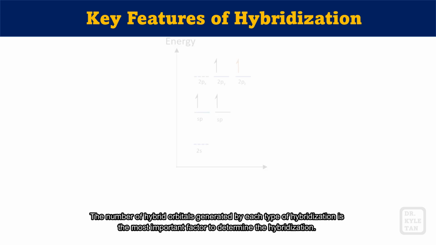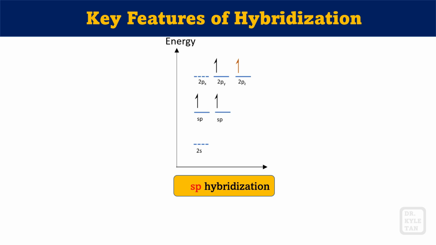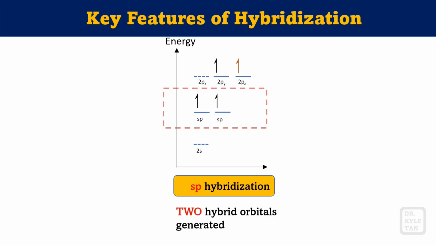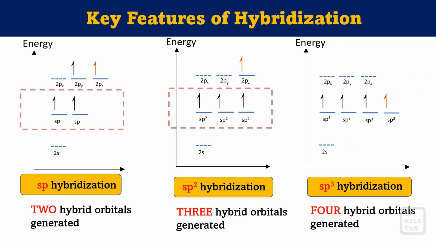The number of hybrid orbitals generated by each type of hybridization is the most important factor to determine the hybridization. sp hybridization generates 2 new orbitals, sp2 hybridization generates 3 new orbitals, and sp3 hybridization generates 4 new orbitals.